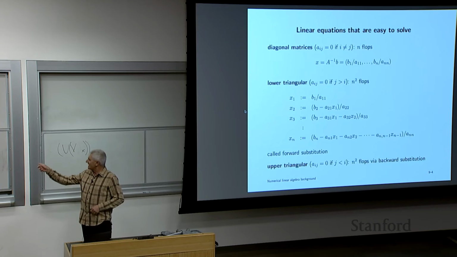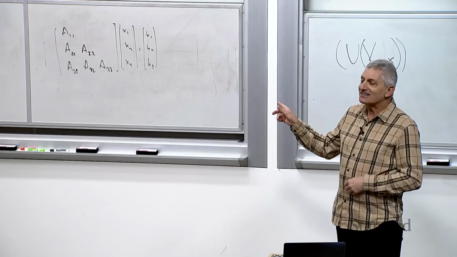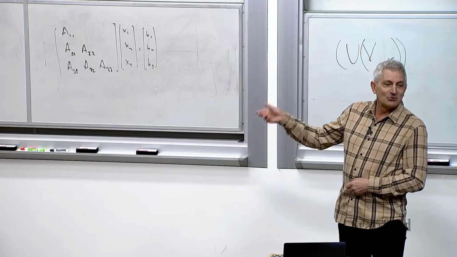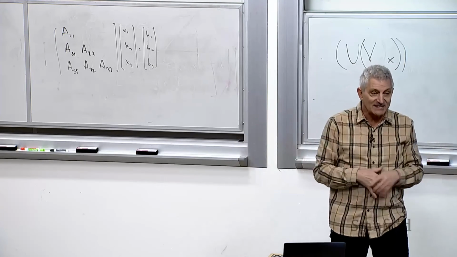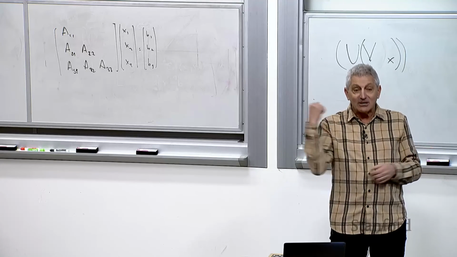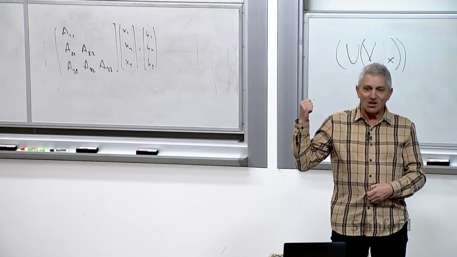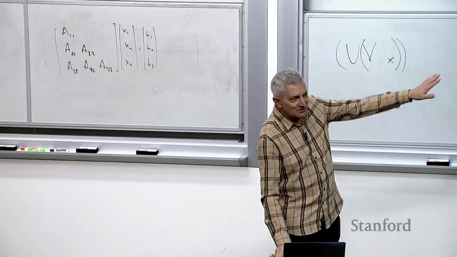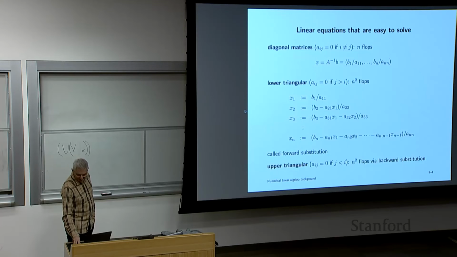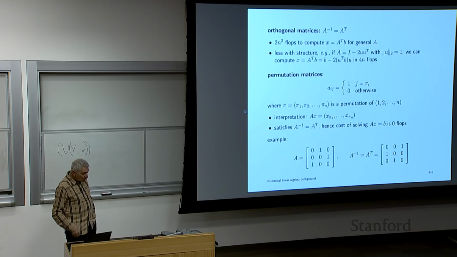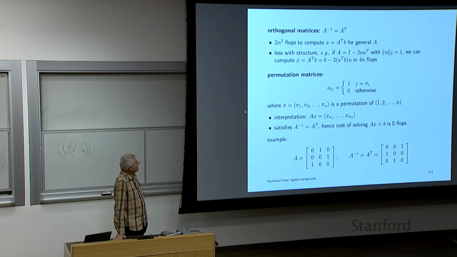Oh, and by the way, this is not how it actually works. This is blocked. That's how they actually do it, with little blocks. Again, we are blissfully unaware of this, but when you solve a triangular system, they don't do it line by line like this. It's actually blocked. But we can pretend it looks like this, and the conclusion is the same. What if a matrix is orthogonal? Then it takes 2n squared flops to compute A inverse B, because A inverse is A transpose, and then it's a matrix vector multiply.